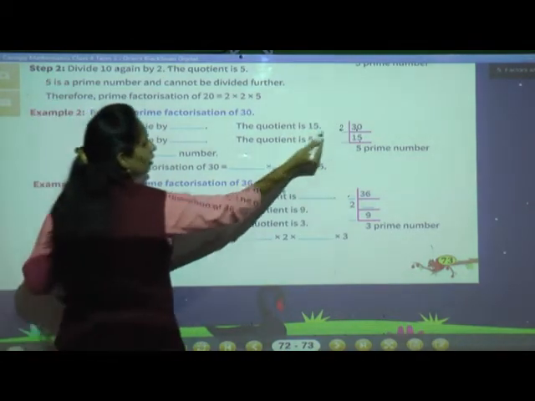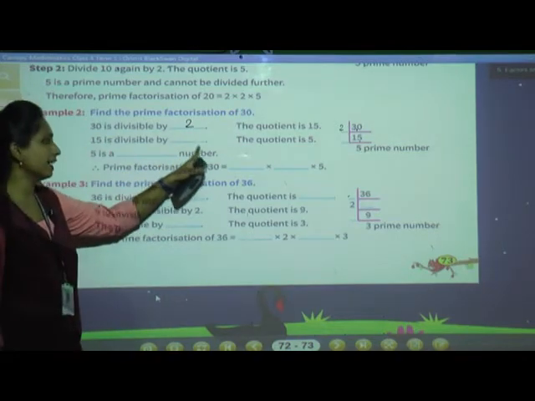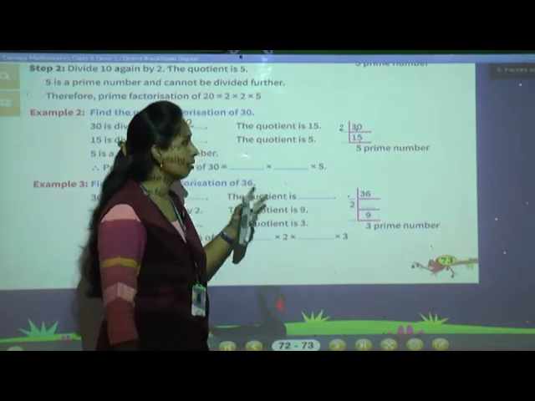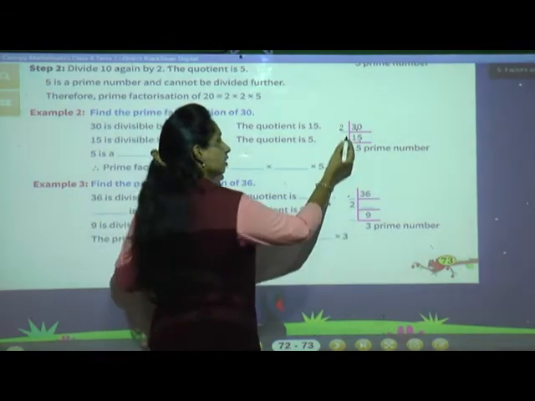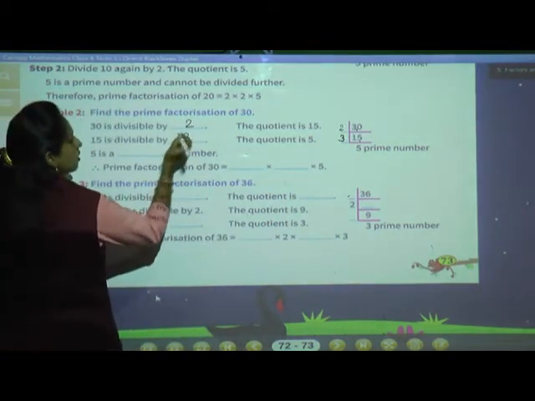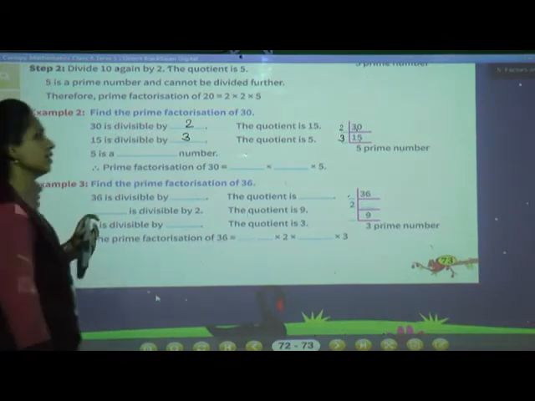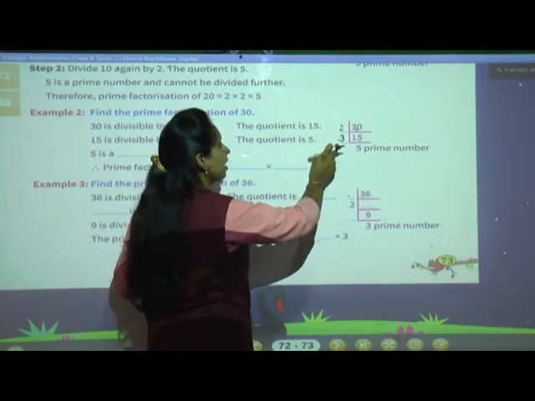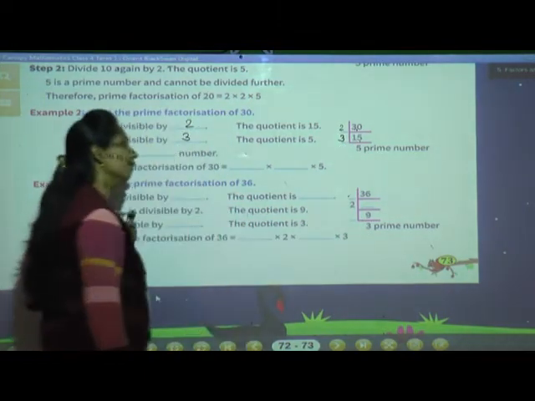So 30 is divisible by 2, so write 2 here. The next step: 15 is divisible by which number? Because 15 is not in the 2 table, we cannot divide it by 2, so we have to go with the next prime number, that is 3. 3 5s are 15. So when we divide 15 by 3, we get the quotient 5.